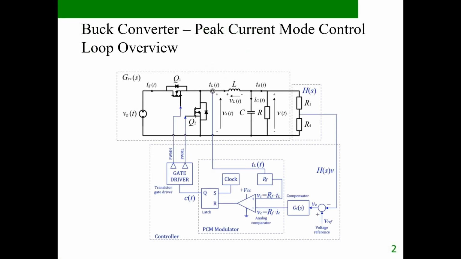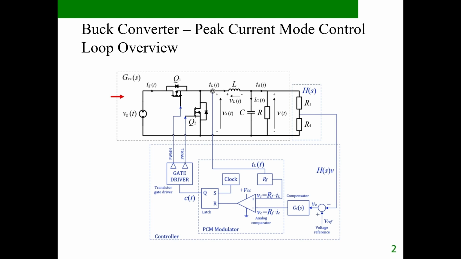Here we see the schematic of a synchronous buck converter controlled using peak current mode control. At the top, we have a power stage, the MOSFETs, inductor, capacitor, and load. From a control system perspective, this entire block can be represented by the transfer function GVC of S, which describes how changes in the peak inductor current affect the output voltage.